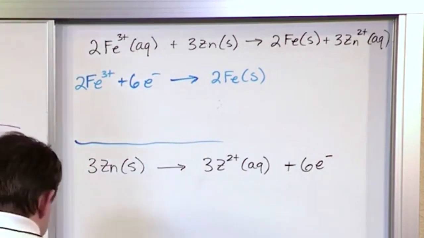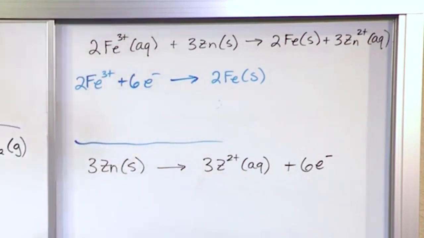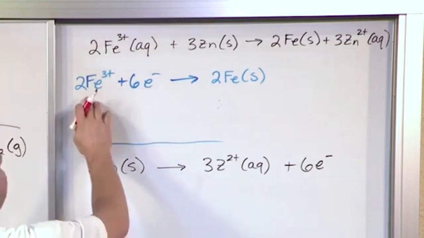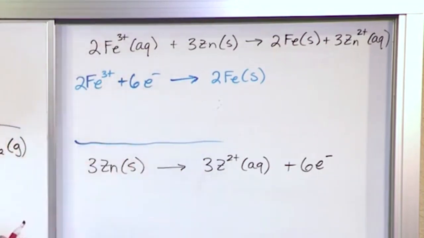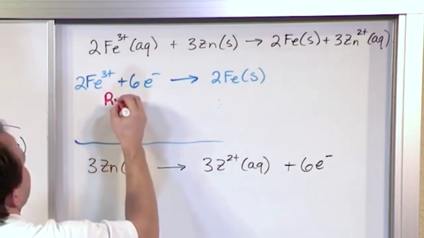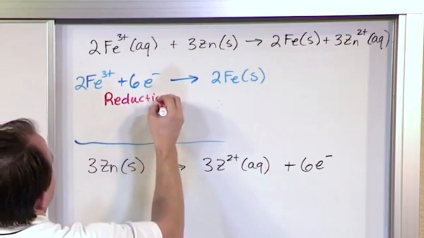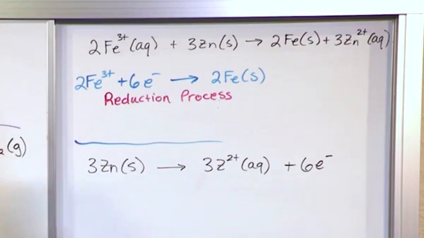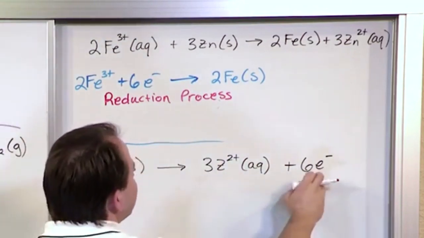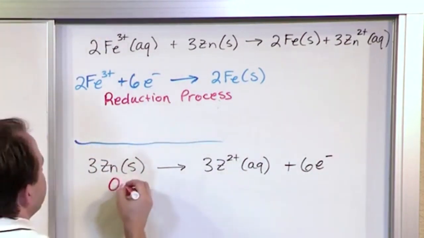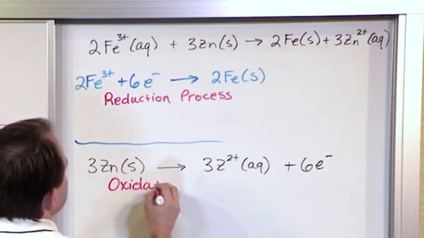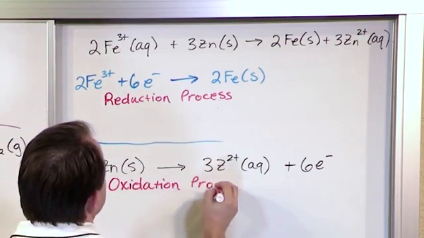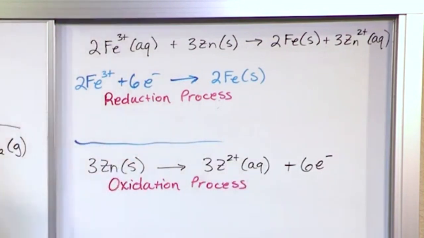So which one of these is an oxidation process, and which one of these is a reduction process? Well, if we go up here, you can see this is gaining electrons. And when things gain electrons, we call it a reduction process. All right, and then we look down here and we say, okay, this zinc is actually losing all these electrons. And when we lose electrons, we've said it many times over, this is an oxidation process. Okay, so now we know which process is oxidation and which process is reduction.